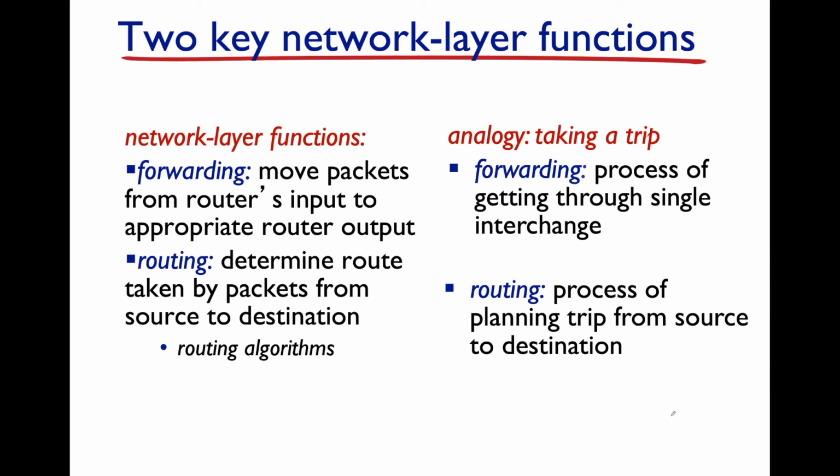And so the analogy that they use in the book, and the book is quite good about this: forwarding is the process of getting through a single interchange, say on a highway, but routing is the process of planning a trip. You take a left at this intersection, you go down that road, you get to that juncture or intersection, then you go to this other road. It's the overall global decision.